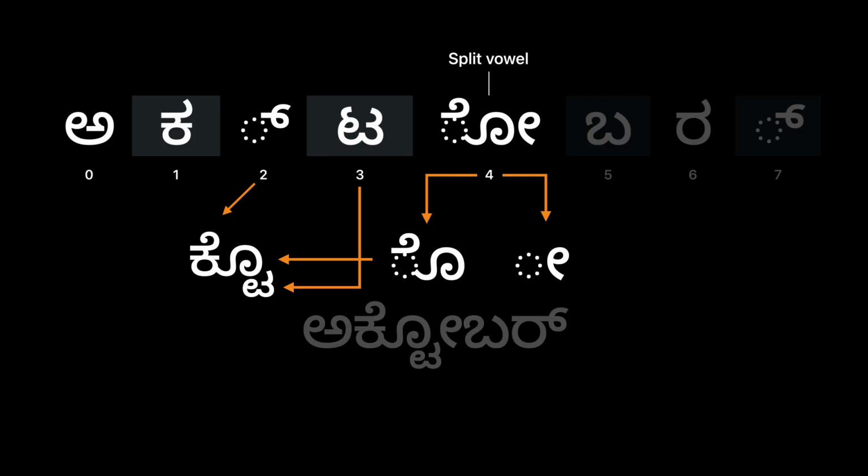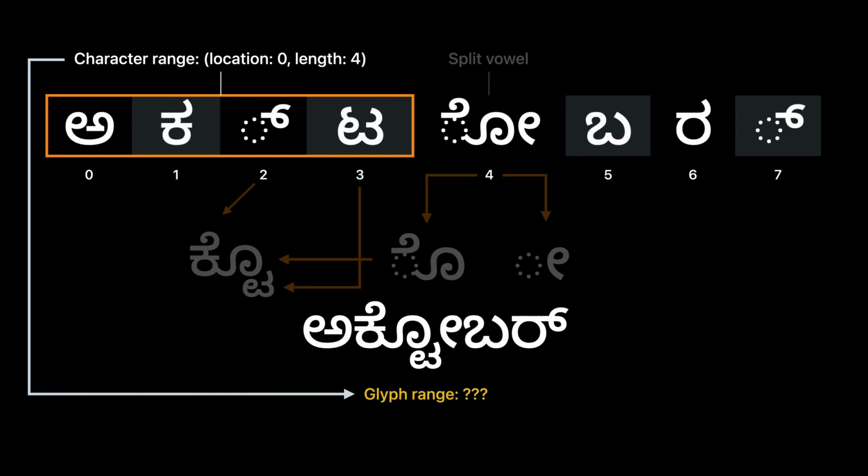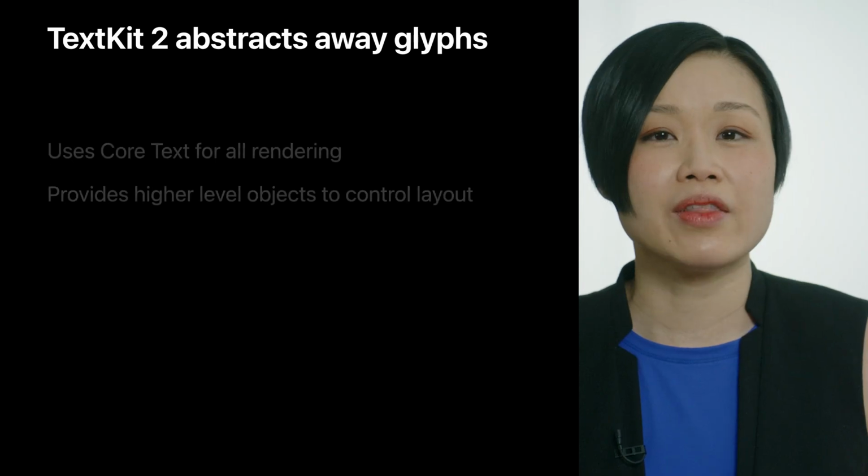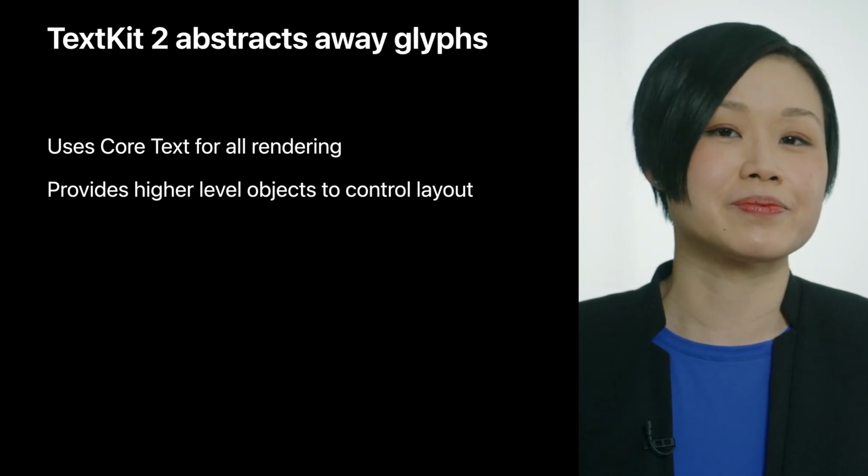Now, if you didn't understand any of what I just said, that is totally okay. These are details that the framework should be handling for you, so that you can focus on building your app. The point is, it's not possible to find the glyph range for the first 4 characters of text like this. There is no single glyph range that will represent those 4 characters. And since many TextKit 1 APIs require a glyph range, using those APIs can potentially break layout and rendering for complex scripts like this. And that's why TextKit 2 abstracts away glyph handling.